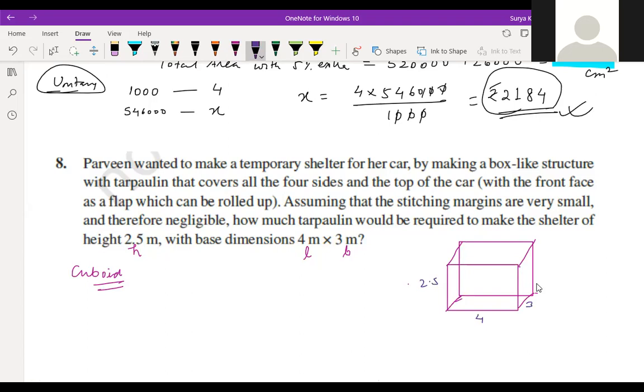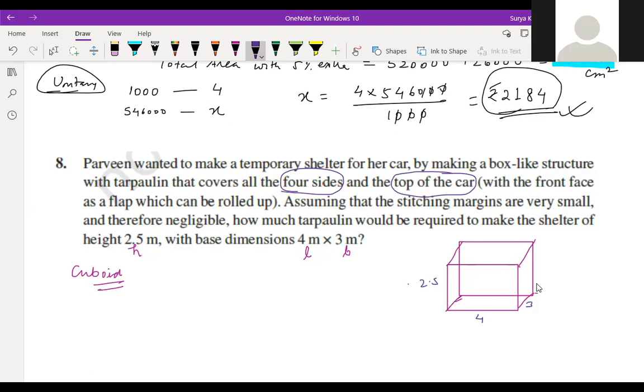Again, I'm telling you from the start, Nihar, Praveen has to make a shelter for her car by making a box-like structure with tarpaulin that covers all the four sides. Four sides means the area of 4 walls, right? Yes, sir. And top of the car means base is not required. Tarpaulin cover is not required for the base. Sir, of the car or of the roof? No, she's making a shelter for her car, not on the car. Sir, I thought it's on the car. No. This is a shelter for her car.